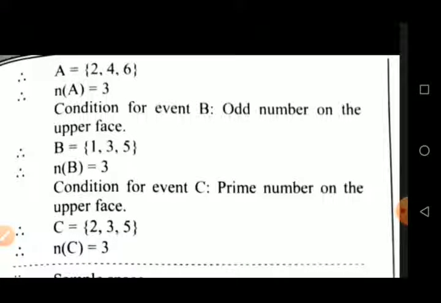Condition for event C, prime number on the upper face. C is equal to, collect the prime numbers from the sample space, and the sample points are C is equal to {2, 3, 5}. These are prime numbers. n(C) is equal to 3.